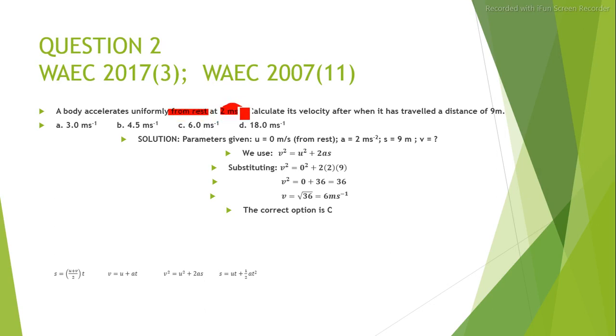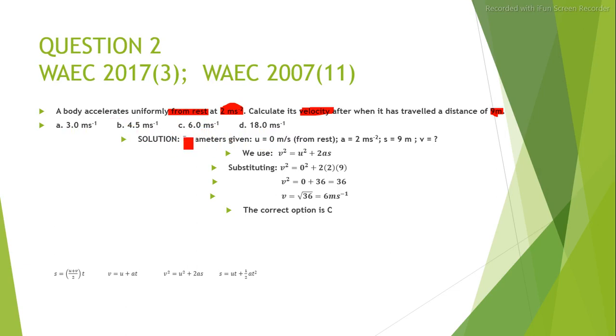What does this represent? Yes, this is our acceleration because of the unit meter per second squared. That's the unit of acceleration. Calculate the velocity. So we are looking for the final velocity when it has traveled a distance of 9 meters. Option A is 3 meters per second. Option B is 4.5 meters per second. Option C is 6 meters per second. Option D is 18 meters per second.